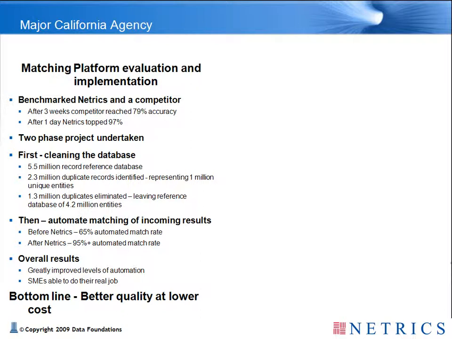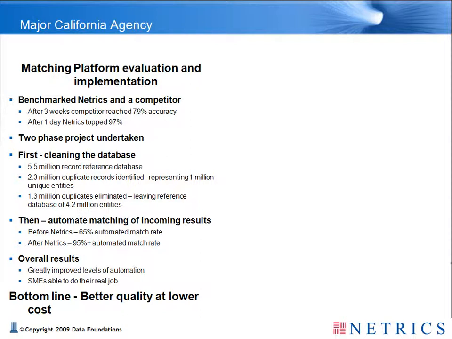We conducted a 2-phase project with them. The first was to clean their database. Essentially, they sent us their 5.5 million records. 2.3 million were duplicates, and those 2.3 represented 1 million unique entities. So they ended up with a database, now a reference database of 4.2 million entities. And then we automated the matching of incoming results.